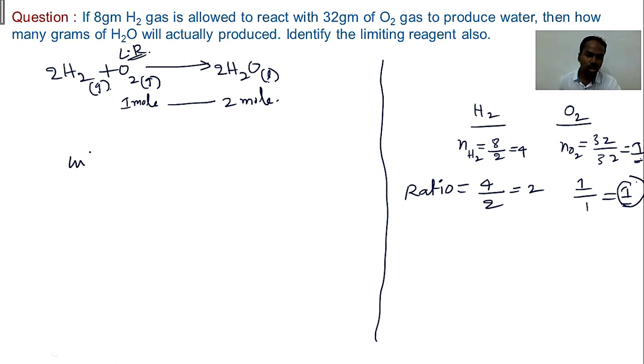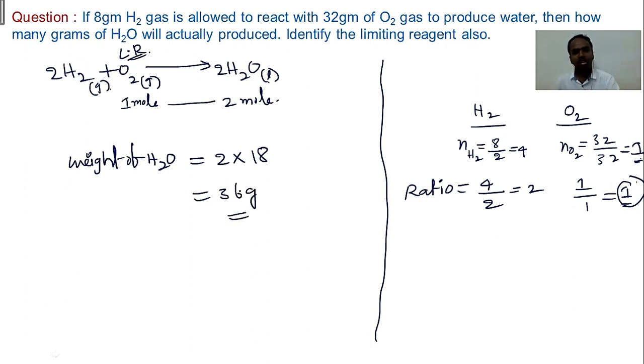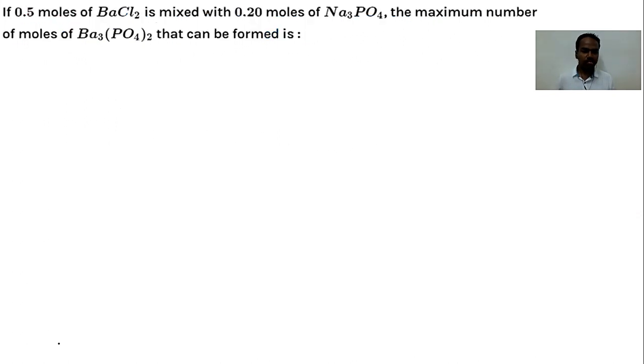So the weight of water produced is 2 moles. Then how can you convert the moles into weight? When you multiply the number of moles with its molecular mass, the molecular mass of water is 18. That is exactly equal to 36 grams. The weight of water produced is 36 grams. So this is the way of asking the question. In the previous question they gave volume, and now they gave the weight. This is one more question.